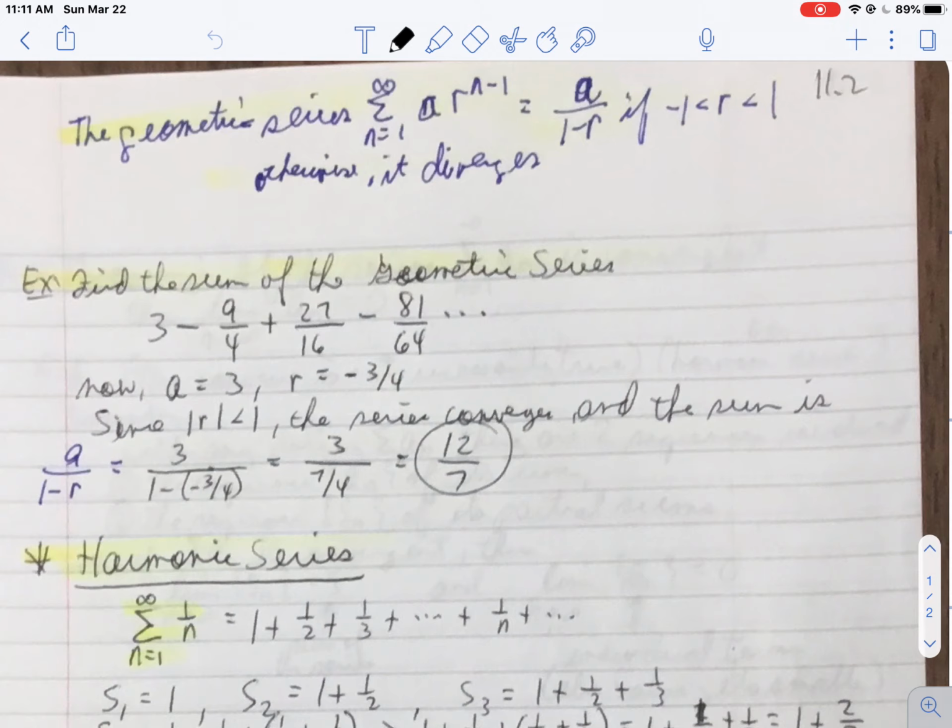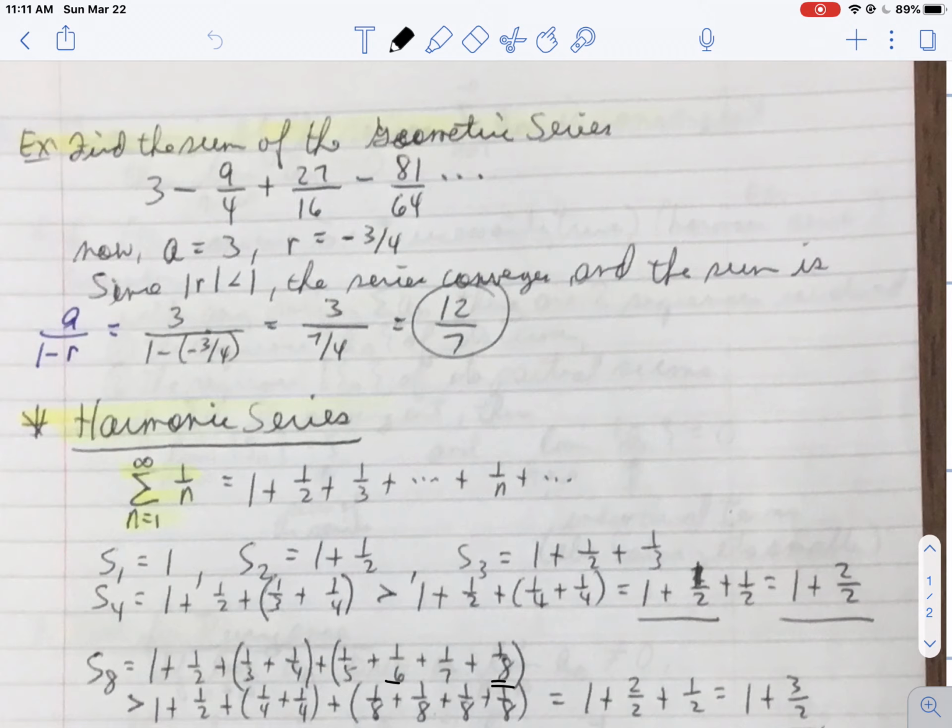All right, so we did this example with that little series that I gave you, and we found r to be negative 3/4. Since that r value was between negative 1 and 1, we knew we had a convergent series. And so we used our formula a over 1 minus r, where a was the first term of that geometric series, which was 3, plugged in our a, plugged in our r, and we came up with a sum for the series. That series is convergent, and the sum of the series is 12/7. And that's where we had stopped.